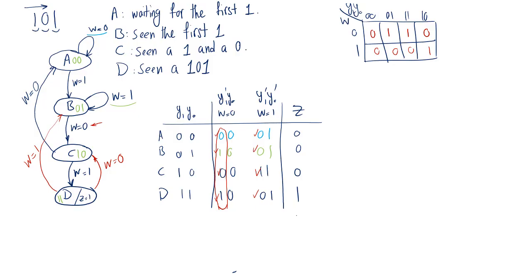Okay, so the Karnaugh map is going to give me this and this. And this is for y1 prime. So y1 prime is going to be equal to w bar y0 plus w y1 y0 bar. I can do the same thing for y0 prime.